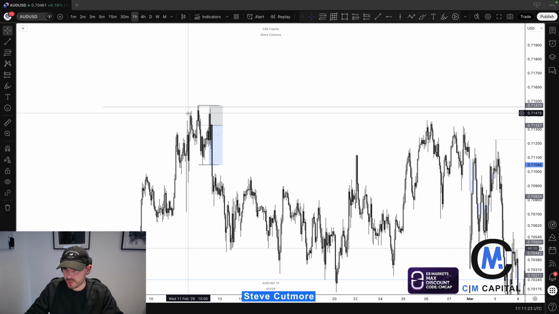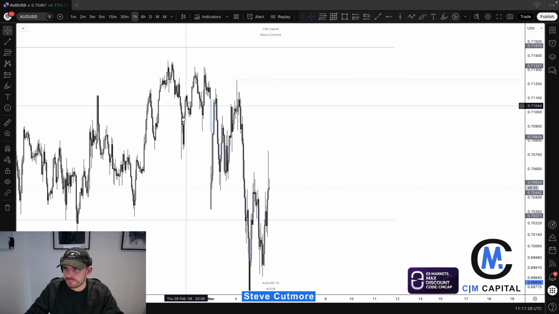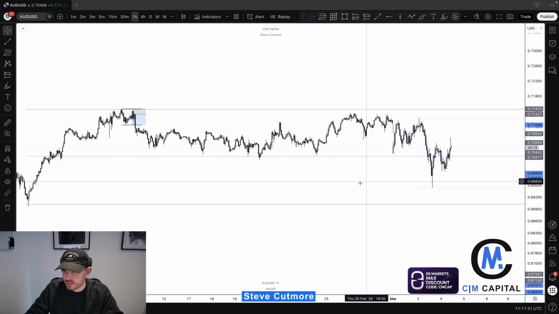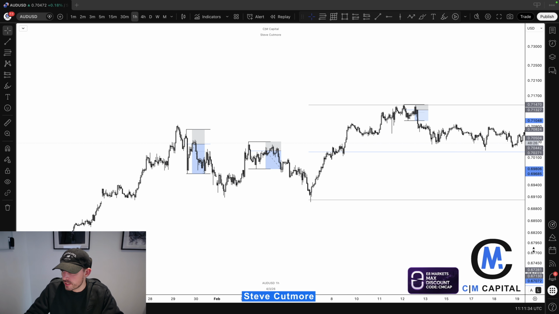This one here, we get that liquidity sweep, push to the downside, break structure, return to Fibonacci, enter, done. No more gaps there. Let's go back. This is AUD. Yeah, we're on AUD USD.